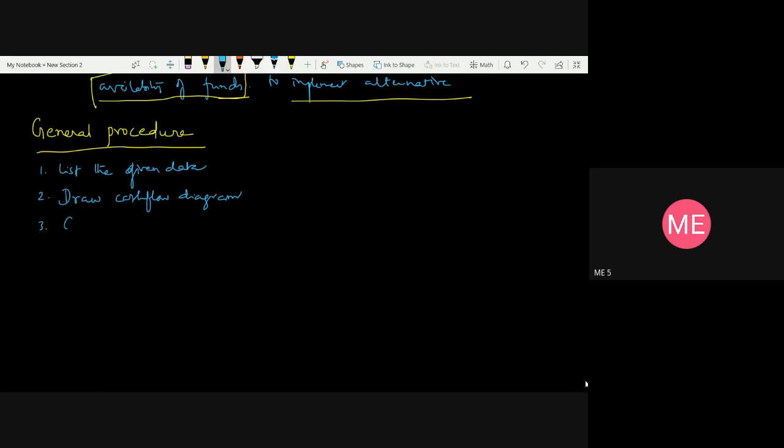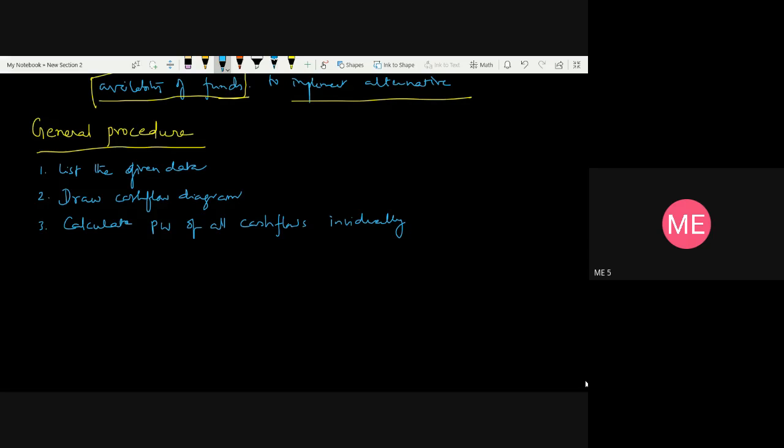Next, third one is calculate the present worth of all cash flows individually. Okay, that's what we did. For each cash flow, we have written a formula and then we have added, right? So that is calculating the present worth of all cash flows individually.